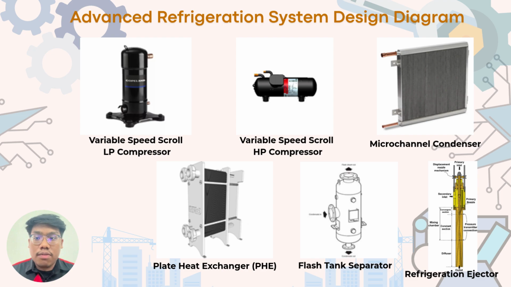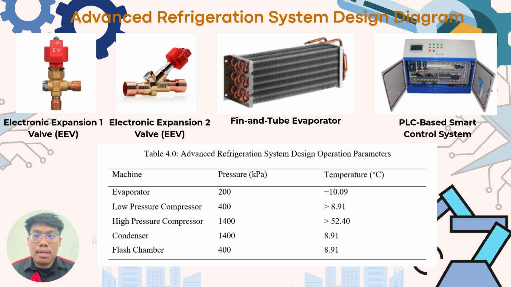In addition, a refrigerant ejector is used to recover the pressure energy that would normally be lost during the expansion process. This reduces compressor power consumption and further improves the system COP, or coefficient of performance. Next, this slide shows the remaining key components in our refrigeration system, which are the electronic expansion valve, the fin and tube evaporator, and the PLC-based smart control system.